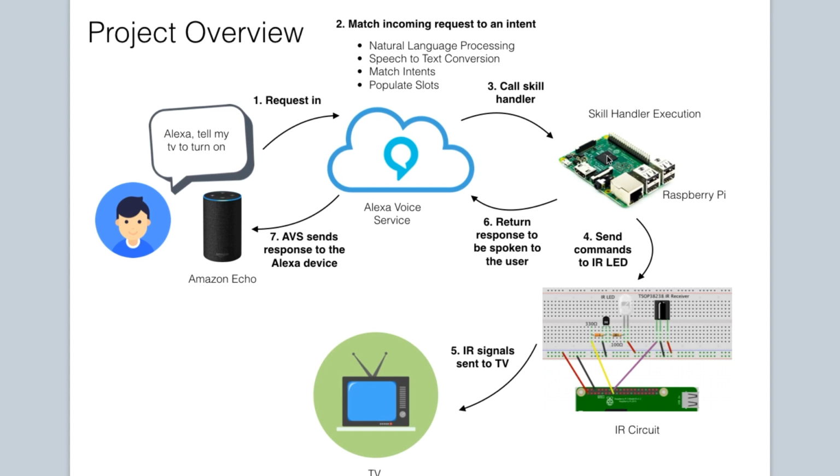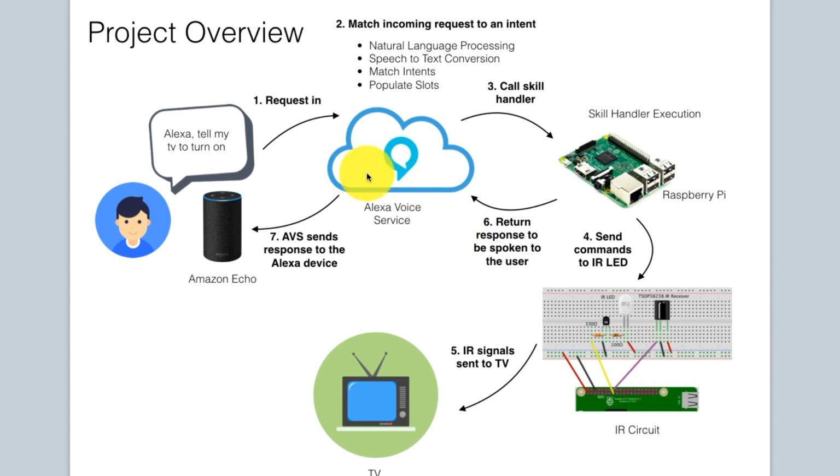In the case of telling the TV to turn on, the Raspberry Pi will then send infrared instructions to an IR LED in our circuit. That IR LED will send signals to our TV to tell our TV to power on. Once those signals are sent, our skill handler on our Python program will then send a response back to the Alexa voice service. This is sort of a confirmation of the command that was just executed.